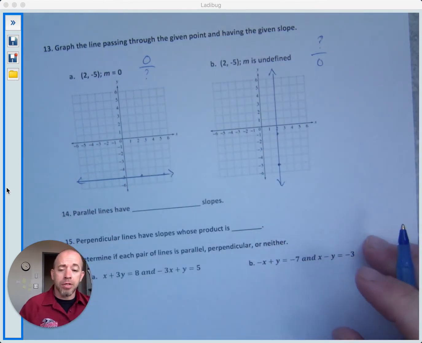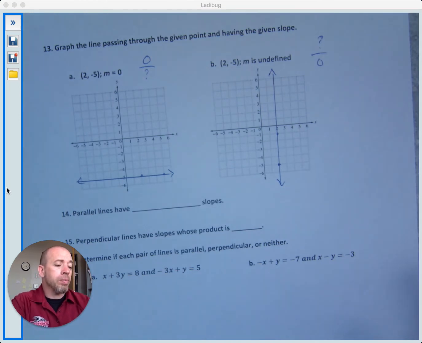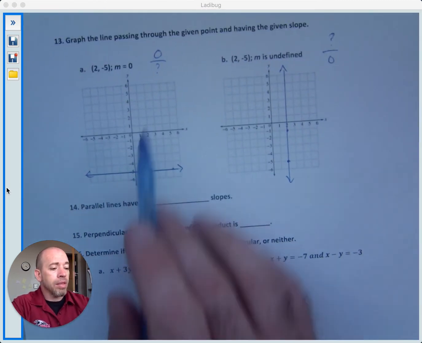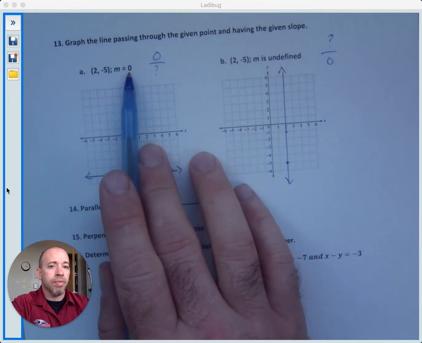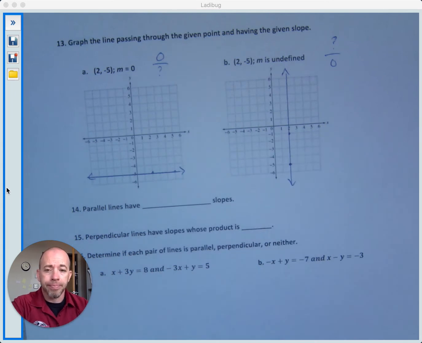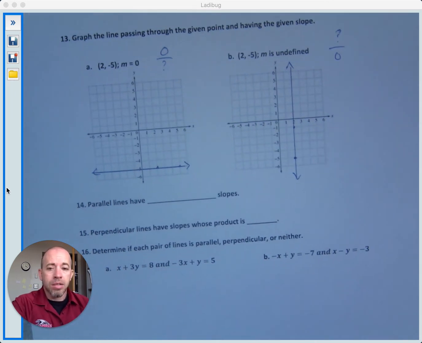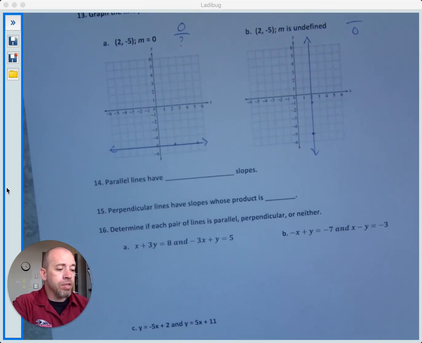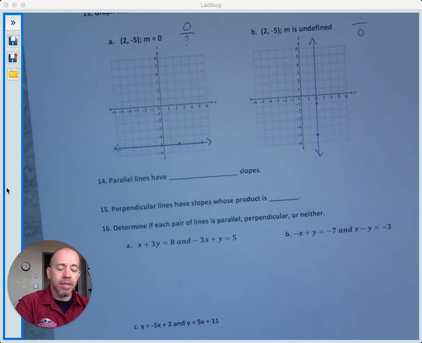So there's a couple special cases where we're given a point and a slope, and we're still able to graph them as long as we know 0 slope means it's horizontal. Undefined slope means we have a vertical line. Okay. So now we're going to get into a couple of geometric terms, parallel and perpendicular.